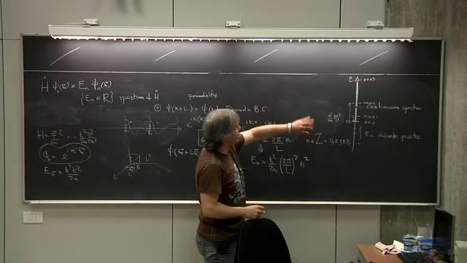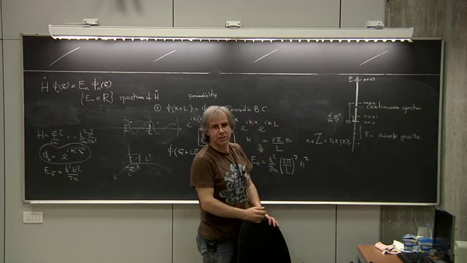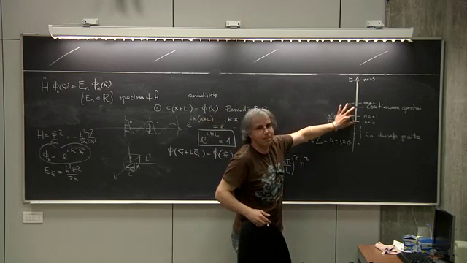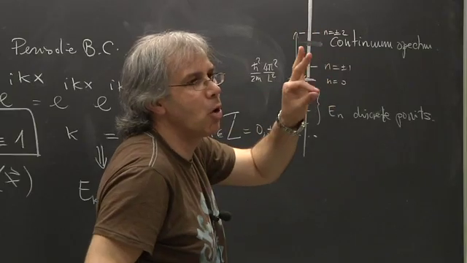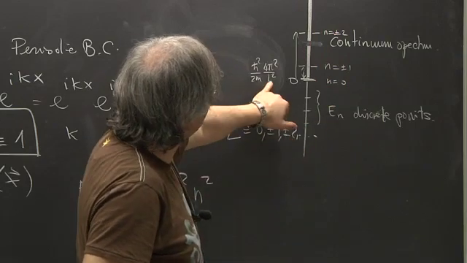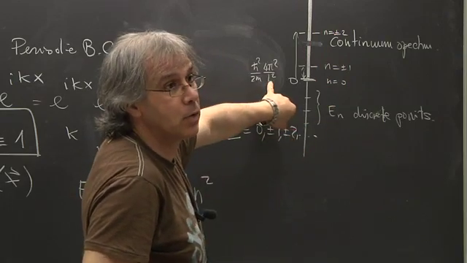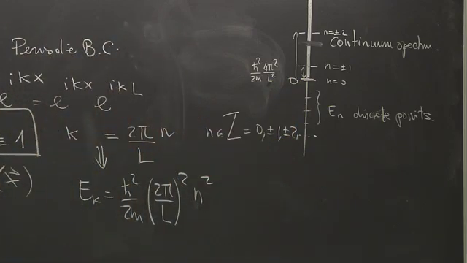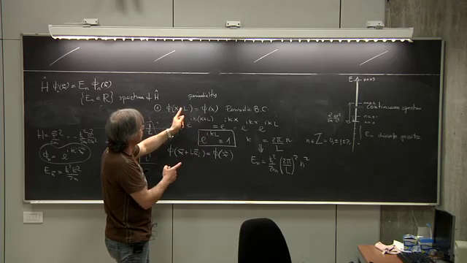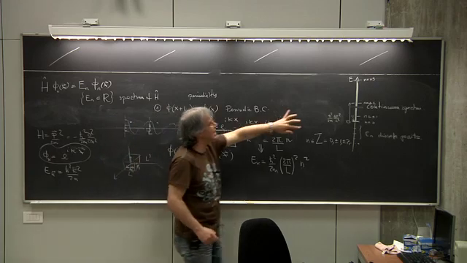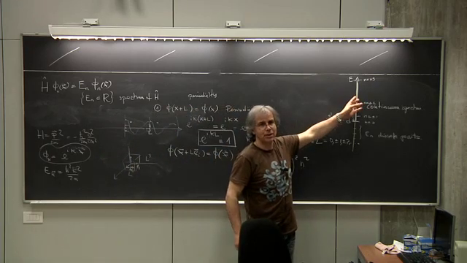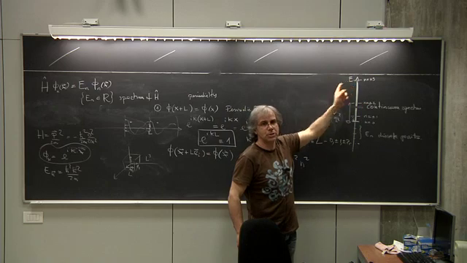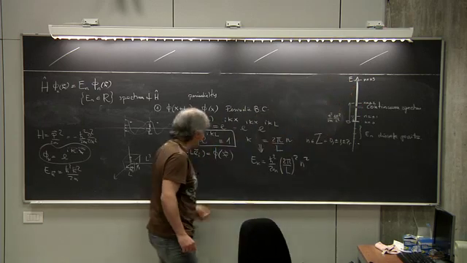It seems like the spacing is increasing. Yes, it is increasing. But the basic unit can be made as small as you wish by sending L to a very large number. Okay? In any case, the effect of the periodic boundary condition is to discretize the spectrum. Rather than being a continuous object, it's a discrete thing.